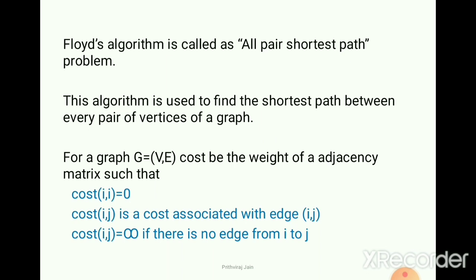For a graph G = (V, E), where V is the set of vertices and E is the set of edges, let cost be the weight adjacency matrix such that cost of i, i is equal to 0, cost of i, j is the cost associated with that edge i, j, and cost of i, j is equal to infinity if there is no edge from i to j.